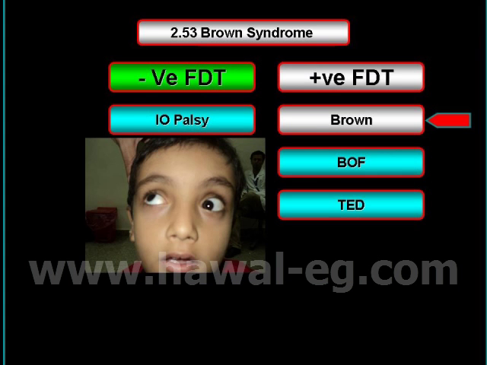The forced adduction test is a must for the diagnosis of Brown syndrome. If the forced adduction test is positive, this means a restrictive pathology. It may be Brown syndrome, blowout fracture, or endocrine myopathy. In Brown syndrome, the elevation is severely restricted in adduction. There is less severe or no restriction on elevation from primary position and in abduction.